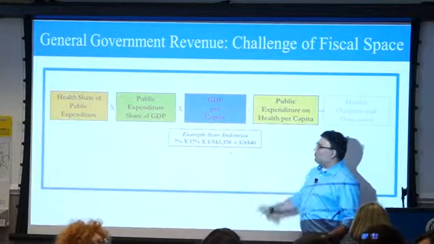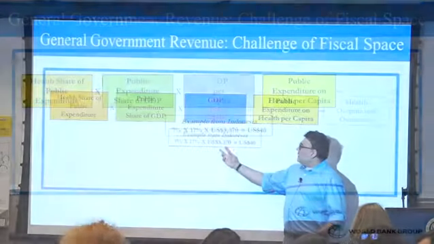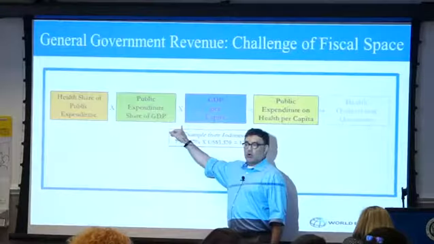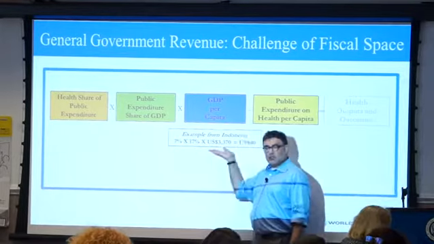And take an example from Indonesia. Indonesia's GDP per capita is about $3,370. 17% of that is the size of the government. And then 7% goes to health. This is general government spending per capita in Indonesia. It's $40. You can already see that if they want to increase the quantum of resources, you're going to have to either wait for this to go up, or this to go up, or this to go up. And also you understand the constraints that you might have.